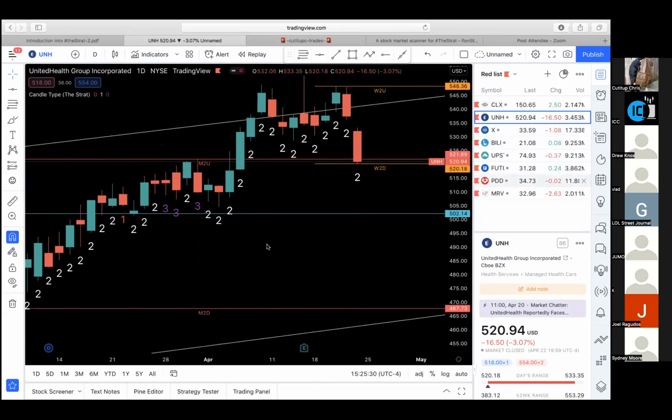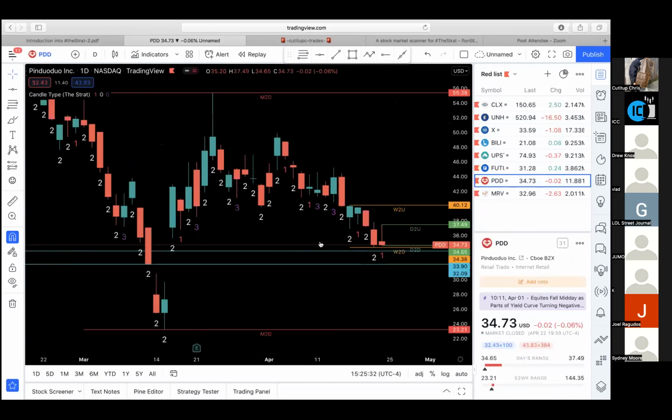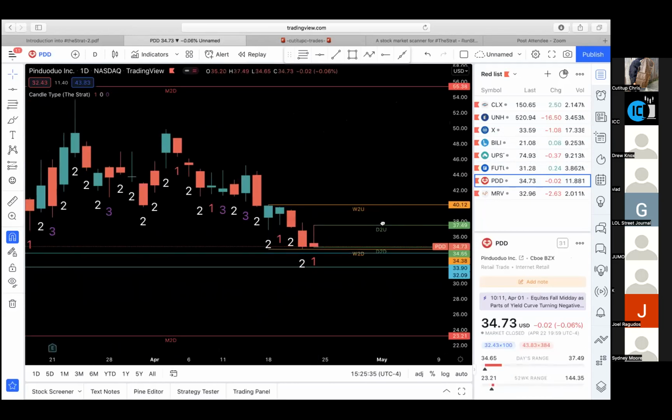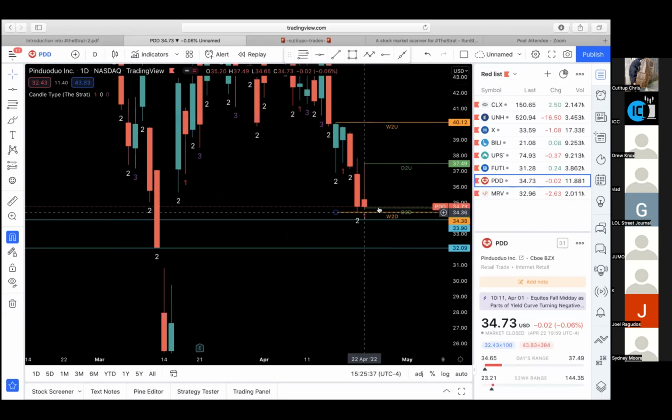I just want to show PDD real quick as well. This got a 2-1 setup. If we go 2 down, we trigger the daily 2 down, the weekly 2 down, and then we have tons of magnitude target right here.